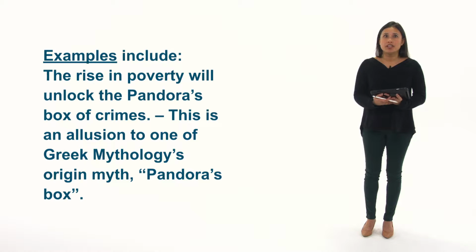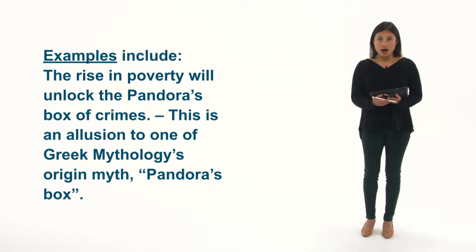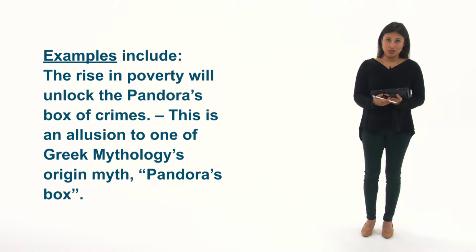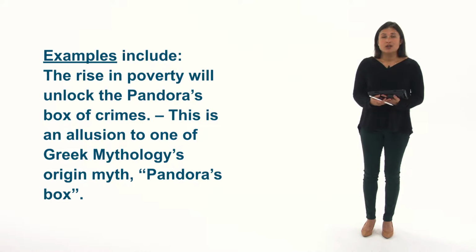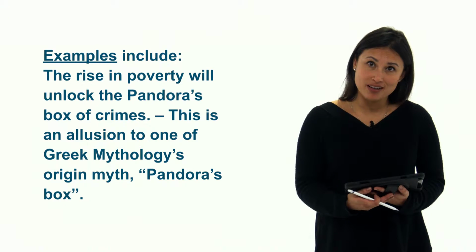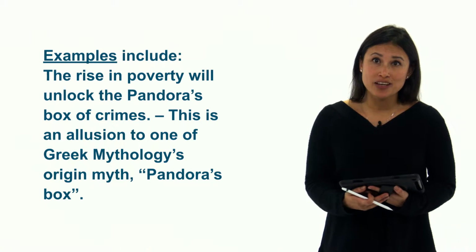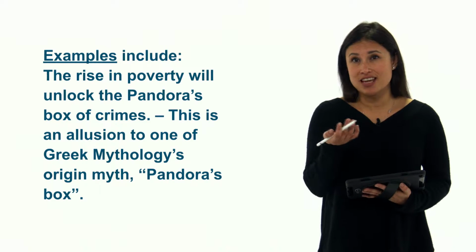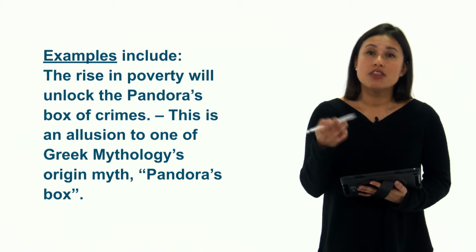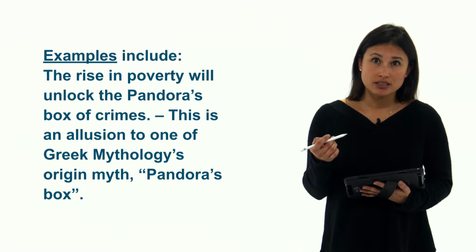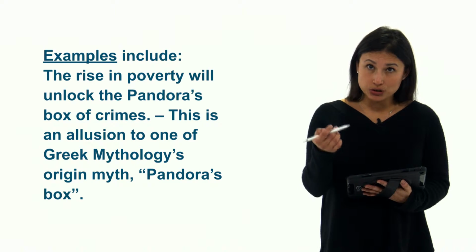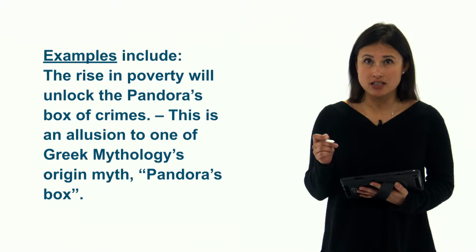The rise in poverty will unlock the Pandora's box of crimes. Well, do you know what Pandora's box is? It comes from the original Greek mythology myth of Pandora and Prometheus. If you are not familiar with Prometheus, you may still be familiar with Pandora's box because it's a pretty popular reference. But if you had no knowledge of Pandora's box, then this sentence would totally confuse you. Therefore, the author must make sure that a reference to something or an allusion to something is commonly held knowledge.